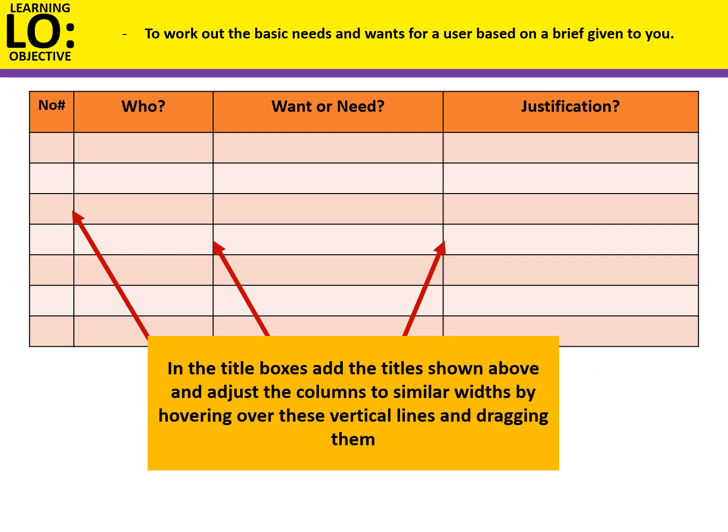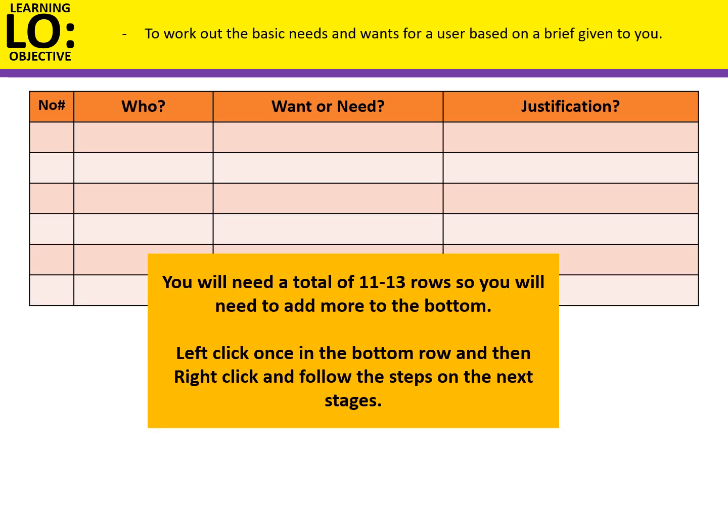In the title boxes, add the titles shown above, so number, who, want or need, and justification, and adjust the columns to similar widths as I've shown by hovering over these vertical lines, clicking and dragging them. You're going to need a total of 11 to 13 rows, so you're going to need to add some more to the bottom. So the first thing I want you to do is left click once in the bottom row, and then immediately in that row, right click and follow the steps on the next page.